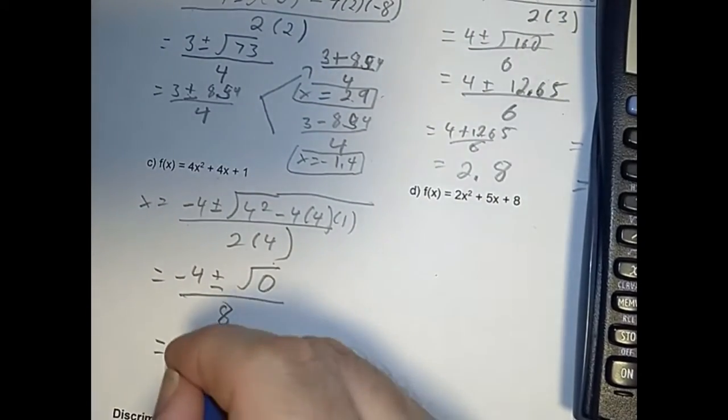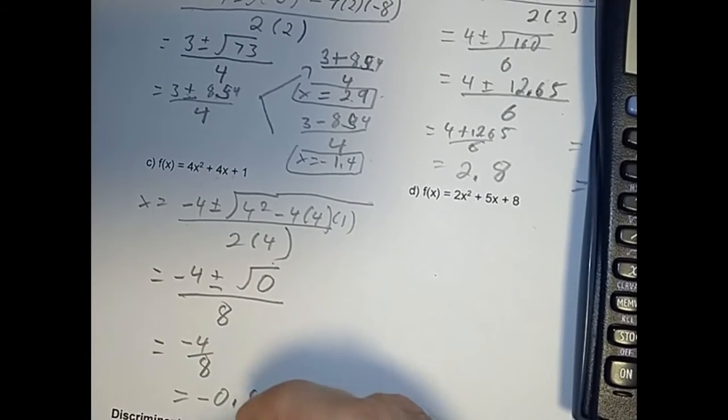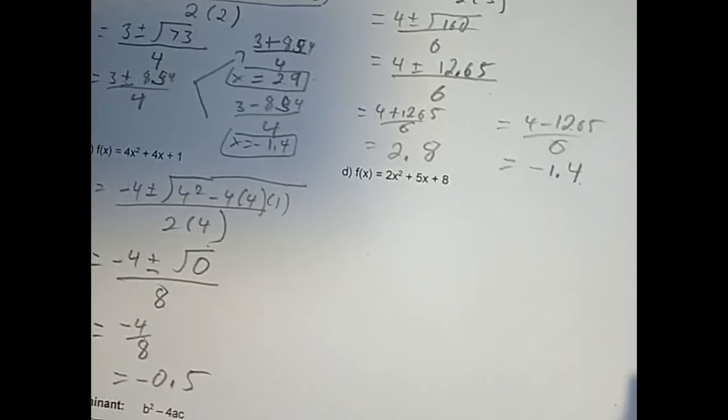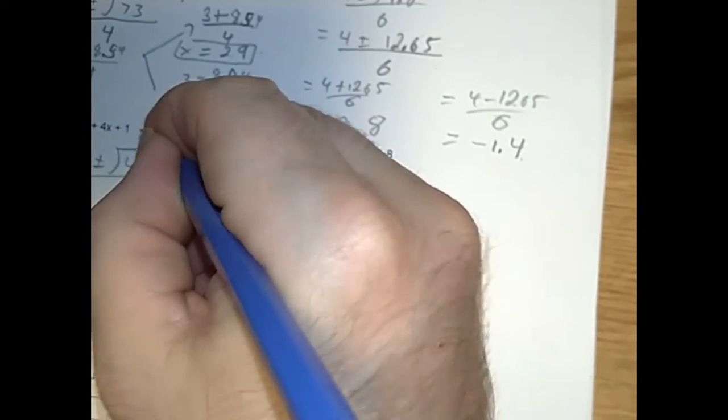And our one answer is minus 4 over 8, which is negative 0.5. It's half, and 4 divided by 8 is half. So that's one of our answers. And then we move on to this one on D. So let's figure out D here. Again, these are equal 0.